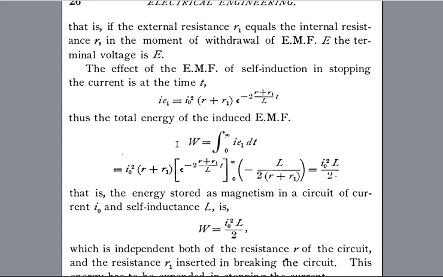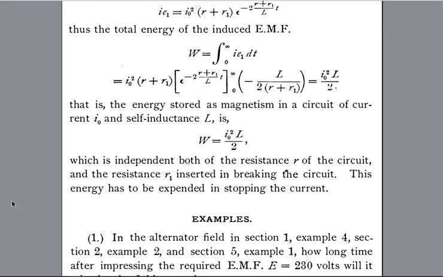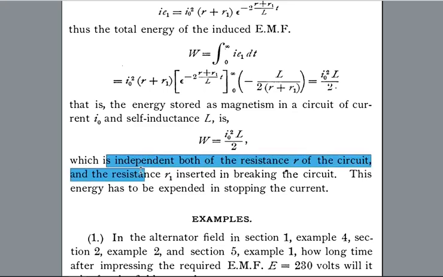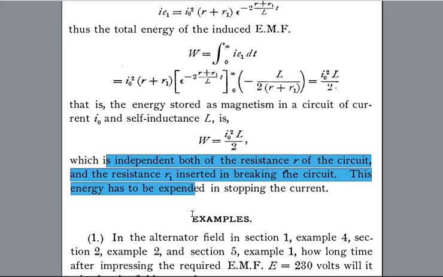The effect of the electromotive force of self-induction in stopping the current is, at the time t, the instantaneous power I E1 equals I0² (R + R1) e^(-2(R+R1)t/L). Thus, the total energy of the induced electromotive force is W equals the integral from 0 to infinity of I E1 dt equals I0² (R + R1) times the integral of e^(-2(R+R1)t/L) dt, which gives I0² L/2. That is, the energy stored as magnetism in a circuit of current I0 and self-inductance L is W equals I0² L/2, which is independent both of the resistance R of the circuit and the resistance R1 inserted in breaking the circuit. This energy has to be expended in stopping the current.